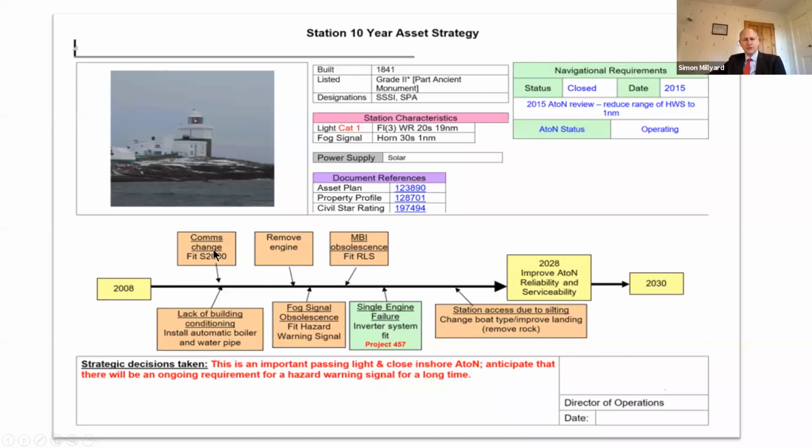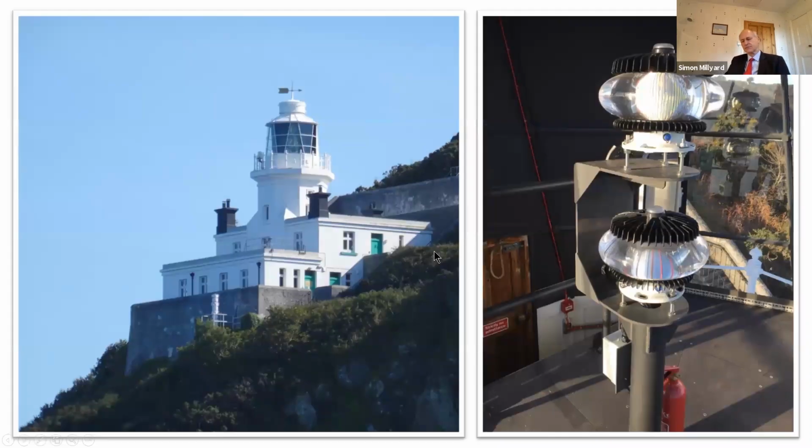No dates, but here we have, remember we spoke about the S2000, the remote terminal unit on the buoy. There was obviously a view that we're going to fit an S2000 to replace the one there at some point. And this is the lantern, the light that we think is going to go obsolete, and we're going to fit an LED. So every lighthouse, every asset has one of those.